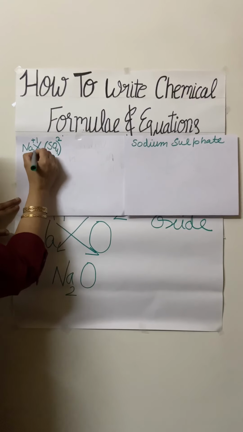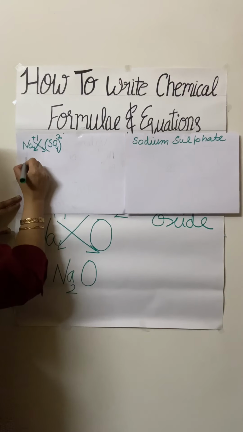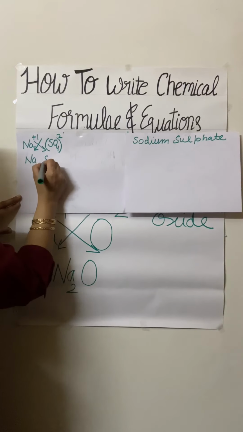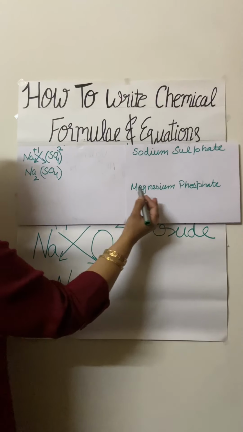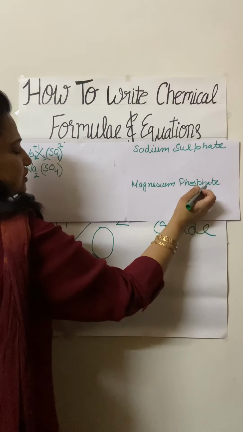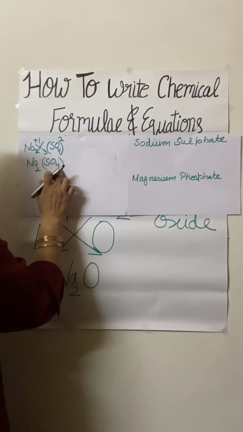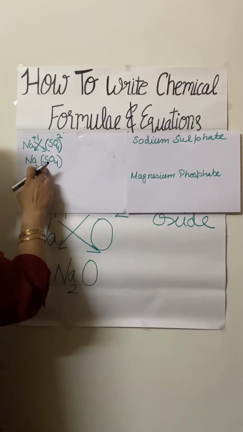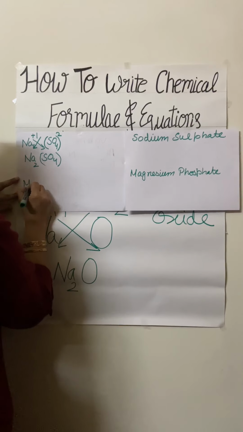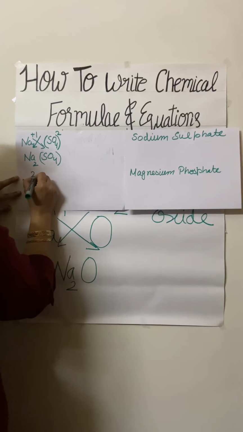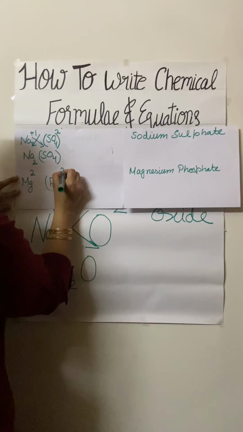Now, the chemical formula for sodium sulfate becomes Na2SO4. Let us take one more example, magnesium phosphate. This example will, children, help you to understand the importance of putting brackets in the polyatomic ions. Magnesium phosphate: the symbol for magnesium is Mg, valency is 2, and phosphate is PO4 and the valency is 3.